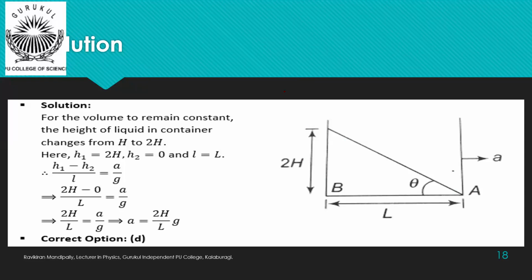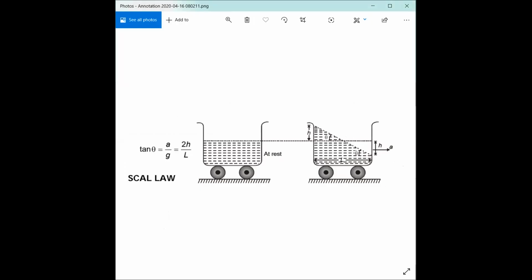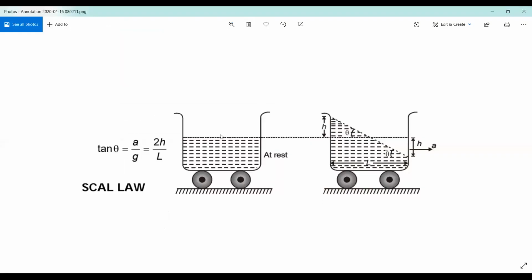How this happens, that we will see here in another diagram. See this diagram. So this is the initial situation. First, there is no acceleration of the container, but when the container is accelerated, this horizontal free surface will change into an inclined free surface like this. That means at one end the liquid level is falling by h, so there is a triangular volume.